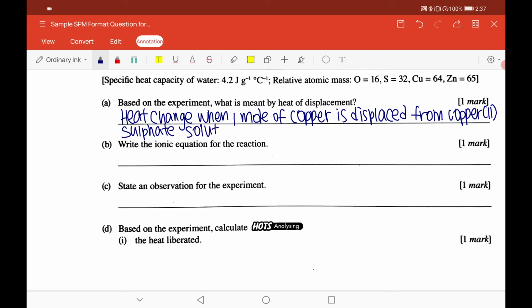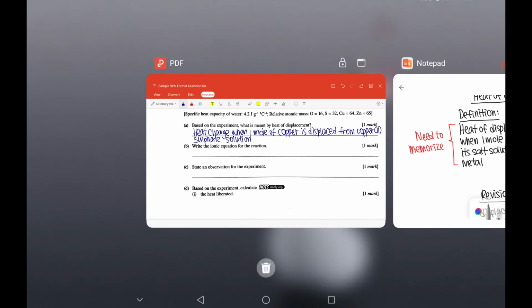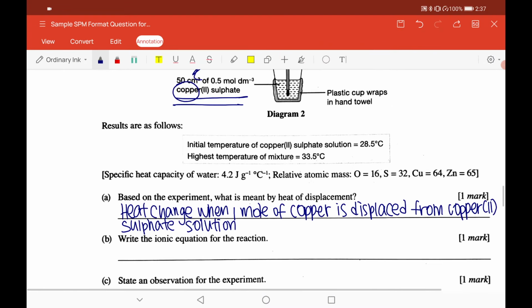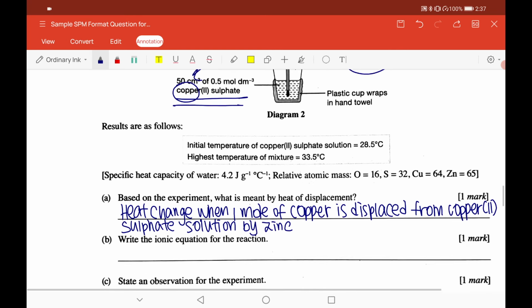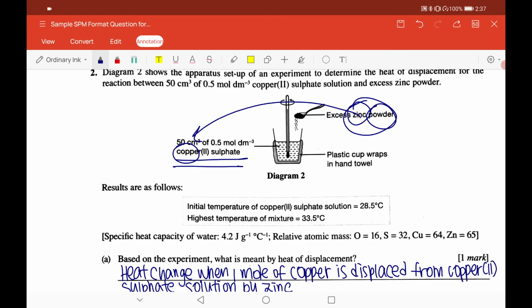Okay, now the last thing, you must mention who kicked the copper out. Who kicked the copper out? So if you want to kick the copper, you need a more powerful gangster. So in this question, who is the gangster? The zinc. Yeah, so by zinc. Some students will ask, sir, should we write the zinc powder? No need. You don't need to write the word powder. You just need to tell who is the metal that kicked the copper out.